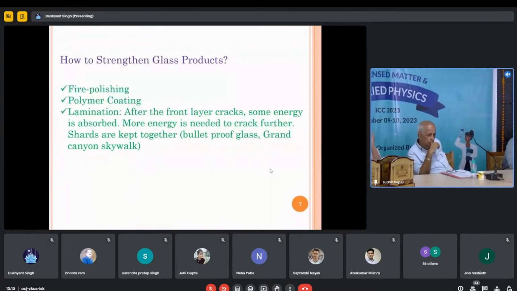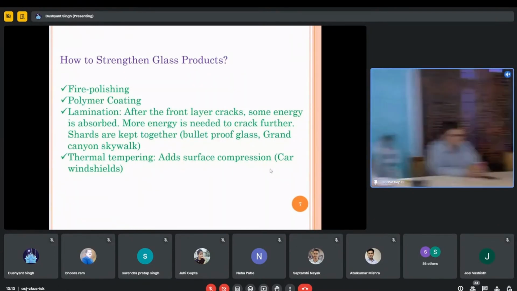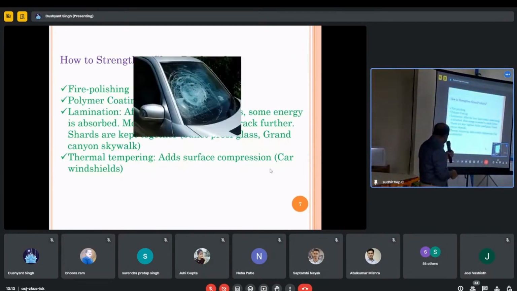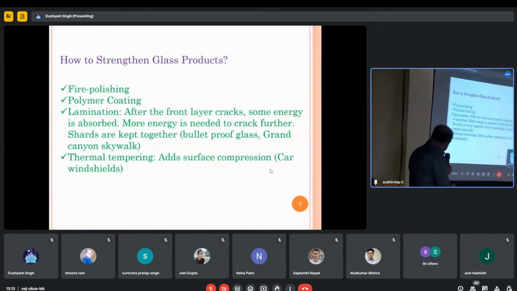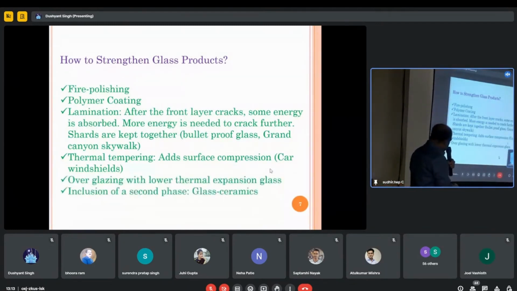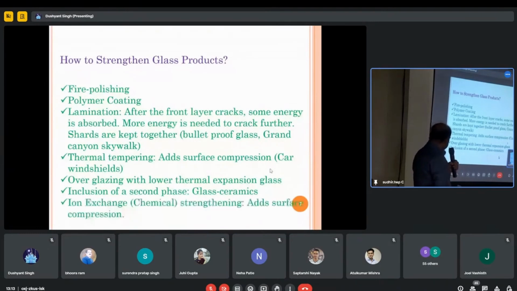So lamination is one technique. Then another is thermal tempering. Most of the windshields of cars are made thermally tempered to strengthen the glass surface. And a new technique I'm just talking about is glass ceramics, which I will be mostly covering today. Glass ceramics has huge potential for making unbreakable displays.